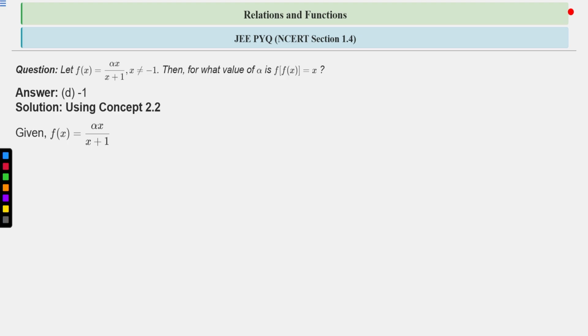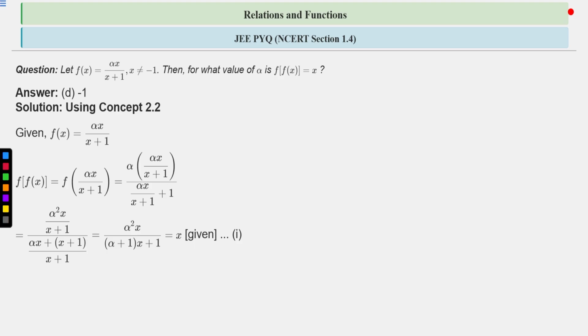We are given f(x) is equal to alpha x upon x plus 1. So we can write f of f(x) is equal to f of alpha x upon x plus 1, which we can write as alpha times alpha x upon x plus 1, upon alpha x upon x plus 1 plus 1. Clear?